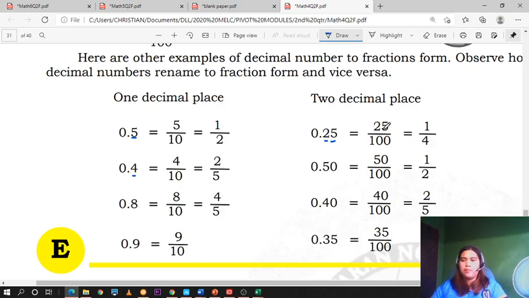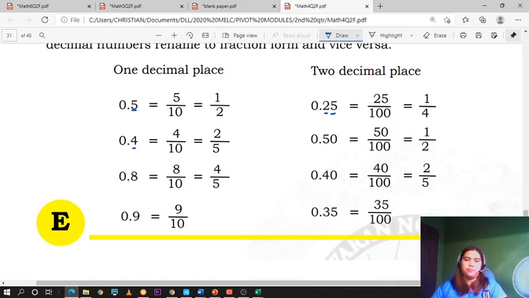Dito naman, yung 25/100, bakit naging 1/4? Kasi dinivide ito sa 25. 25 divided by 25 is 1. 100 divided by 25 is 4. So, kaya siya naging 1/4.